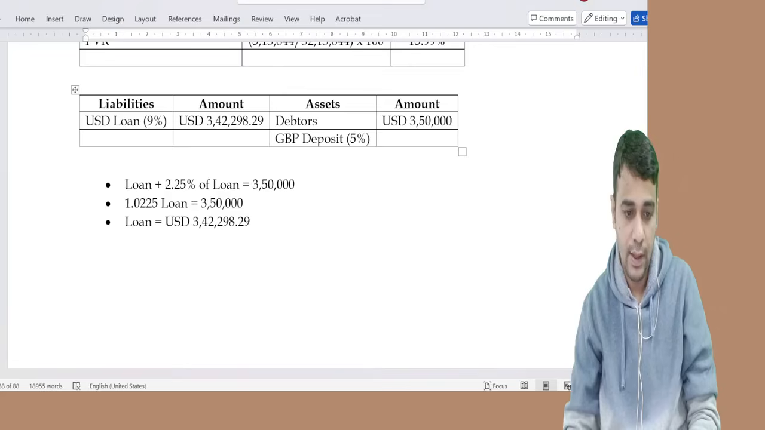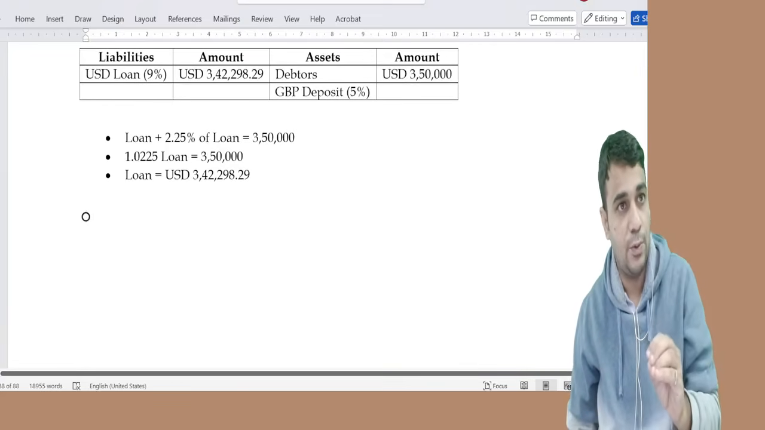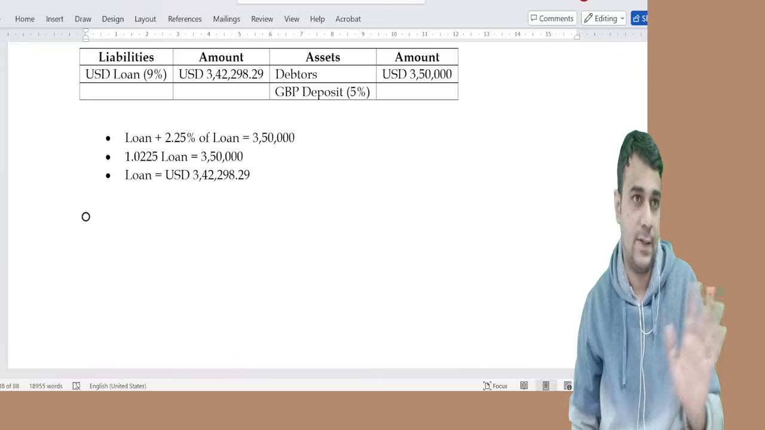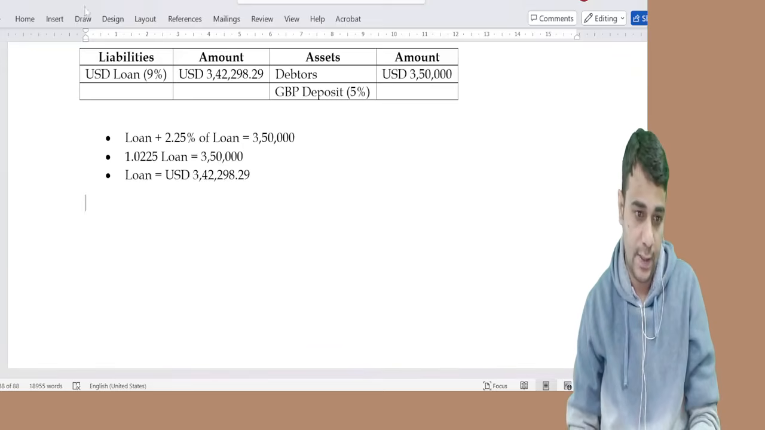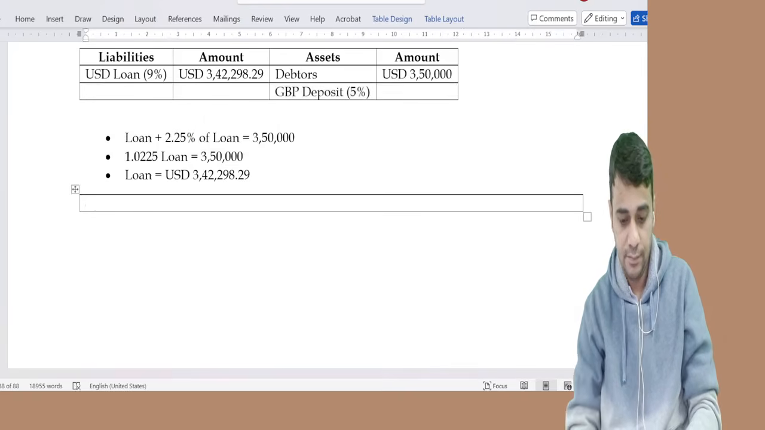Come down. I need to convert this 342 into GBP. 342 into GBP when? Today. Today means you are not exposed to currency risk. Today you know the rates. Now write known currency.